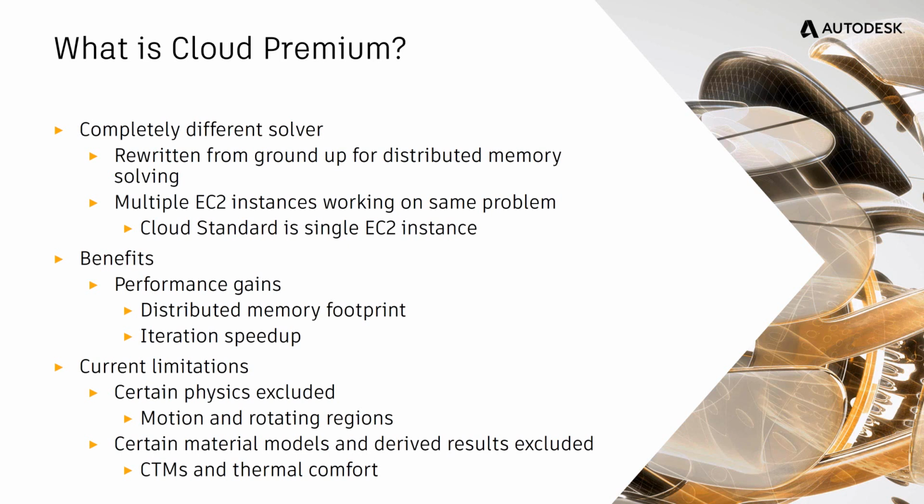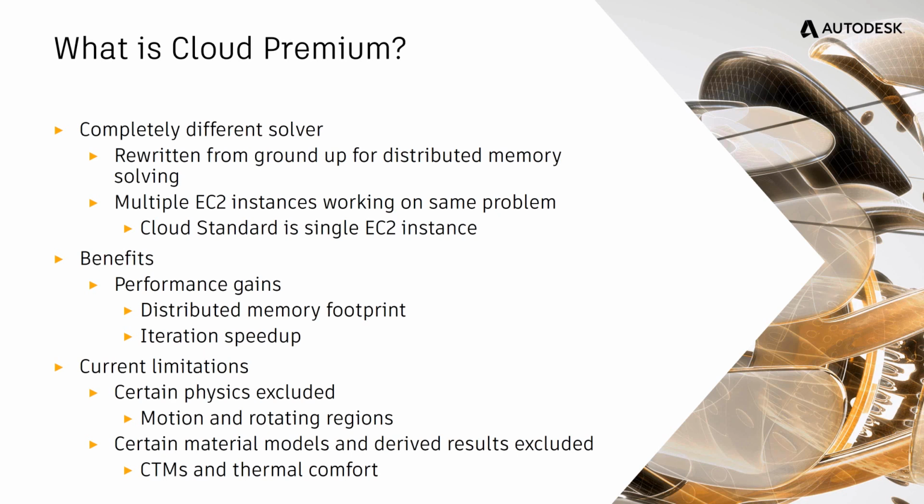So what I mean by that is it was rewritten from the ground up for distributed memory solving. What that means is computers that are just connected by a network, they're not on the same motherboard. So when you're on the cloud, all these different computers are just communicating with each other. It's written from the ground up for that type of a solution. And like I said, there are patents applied for regarding the way we do it. But basically, the way it works today is there are multiple Amazon EC2 instances working on the same problem, whereas cloud standard is a single instance.